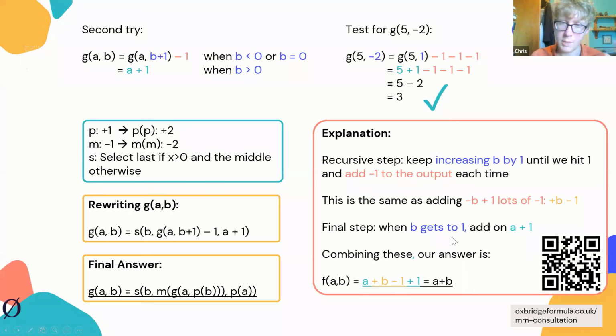And that's our recursive step. And then we've got a final step, which is when b gets to 1, we add on a plus 1. And we just show that, okay, if you add those together, we've got a plus 1 plus b minus 1 equals a plus b, which is what we've asked to get to. So we've explained why it works for all a and b less than or equal to 0.